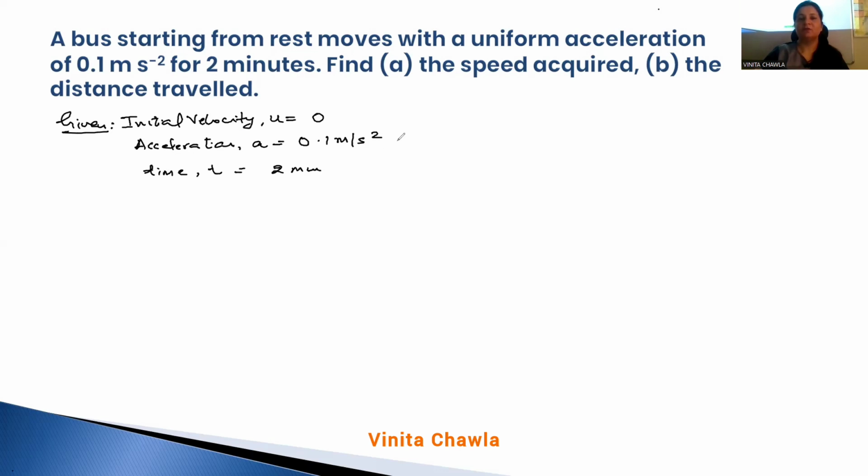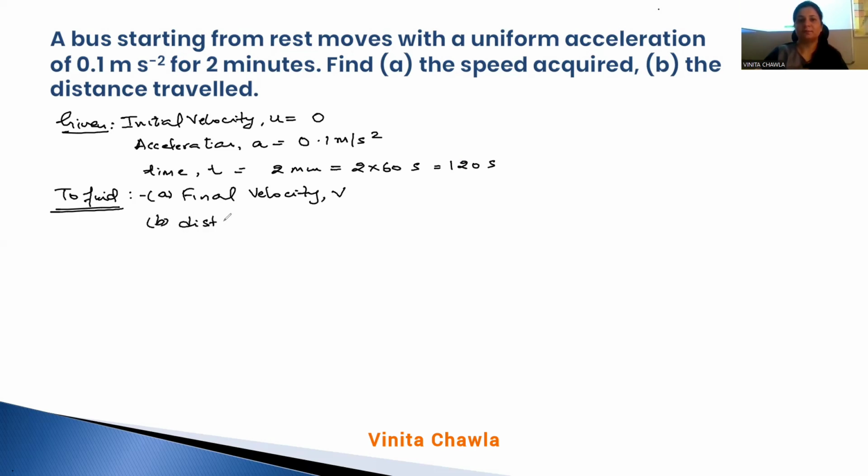See, whatever we have, you can see that acceleration is in meter per second square. That's SI unit. But this minute is not in SI. So we need to convert this into second first. It's 2 into 60 second, 120 second. Now we have to find the speed acquired. Speed acquired means we need to find the final velocity V, and second, distance traveled. Distance traveled is S.